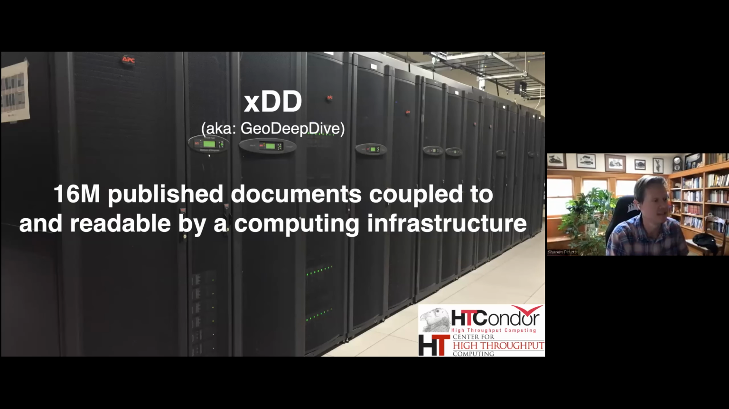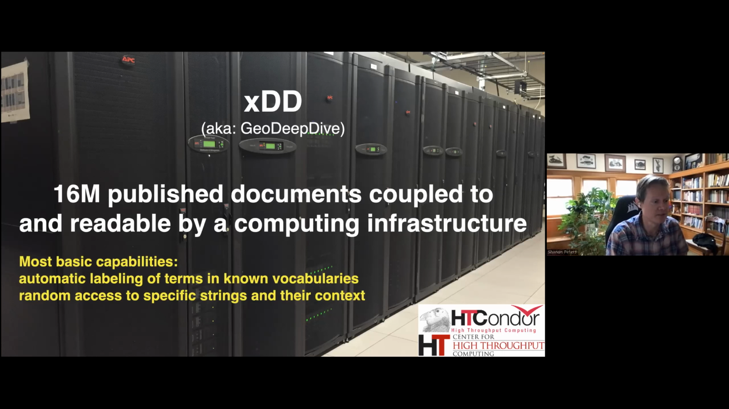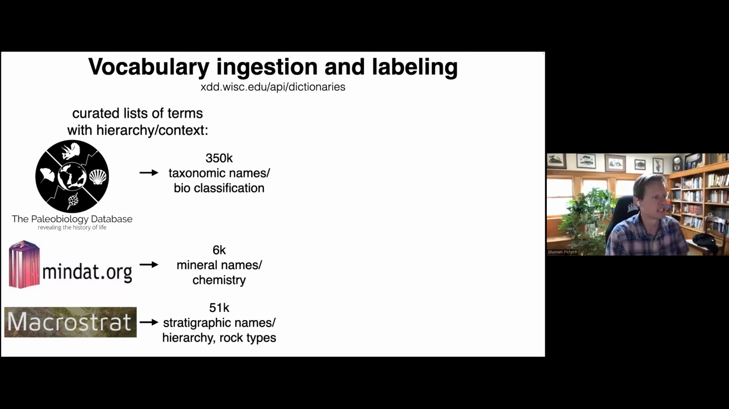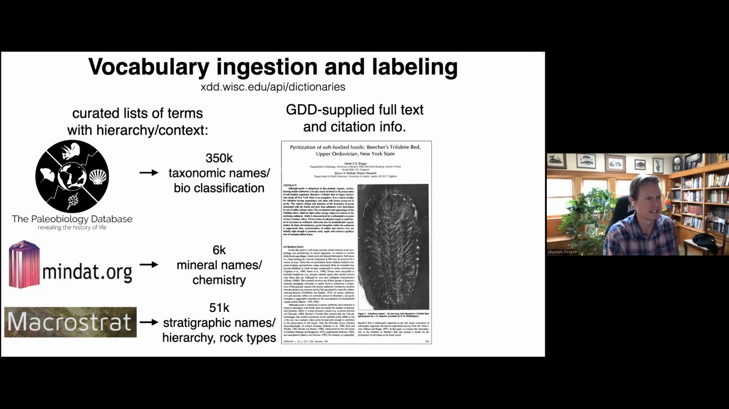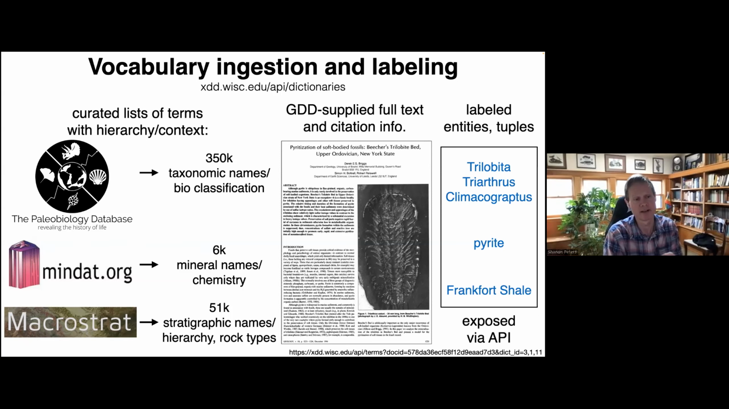And that's where this XDD system comes in. It's a very large collection of documents that's coupled to and readable by a computing infrastructure. Its most basic capabilities can label terms in known vocabularies that come from datasets like Macrostrat and the Paleobiology Database. And it gives basically random access to specific strings within full text content. As a tangible example, we can take a bunch of nomenclature from the Paleobiology Database, MinDat, and Macrostrat, index that into the scientific literature automatically, and then expose labeled entity tuples that give us a very high level link of scientific papers to database object entities, which is the first step in more complex data extraction tasks.